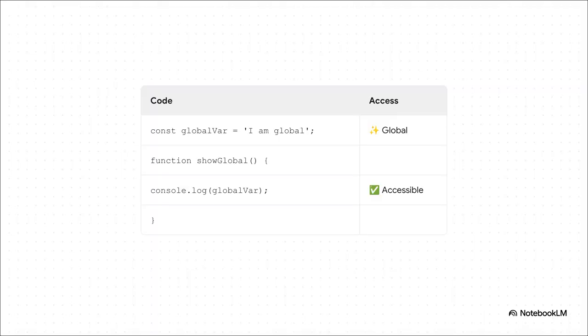So check this out. It's a really simple idea, but it's super powerful. We declare global var at the very top level. Then, inside our showGlobal function, we can just reach out and grab it, no problem. It works because that function can see everything in its global neighborhood.